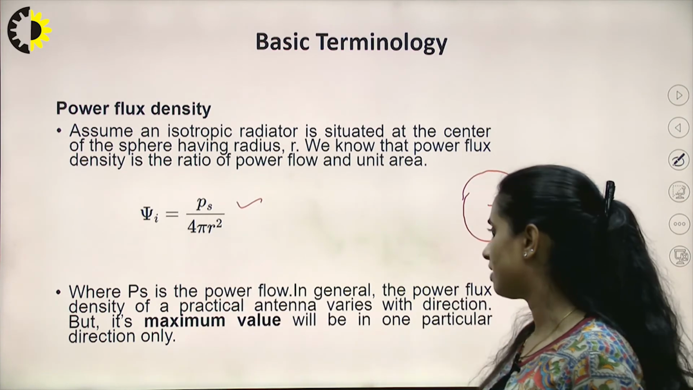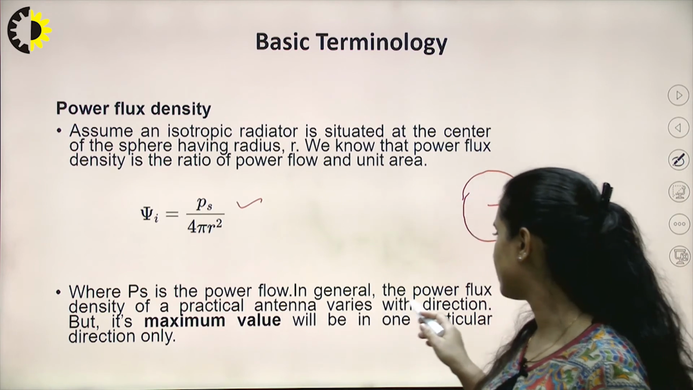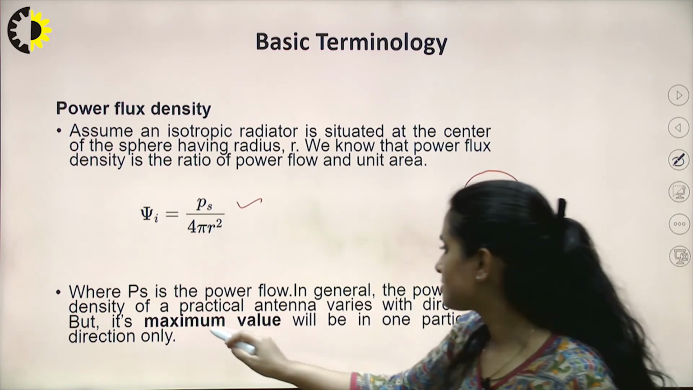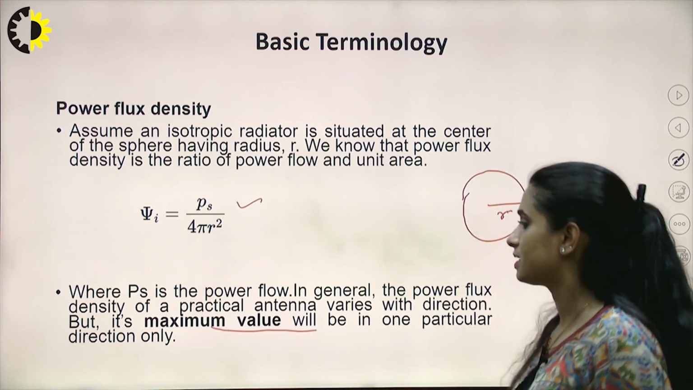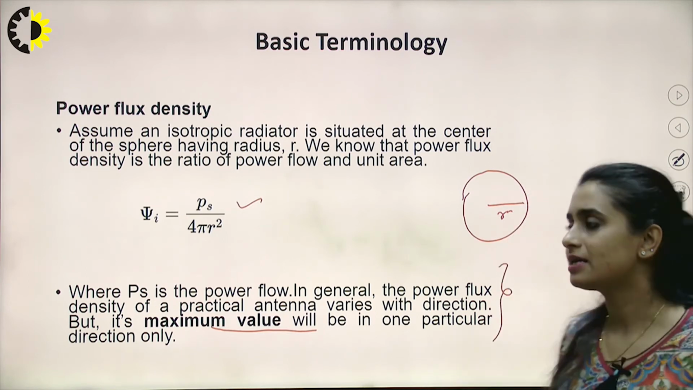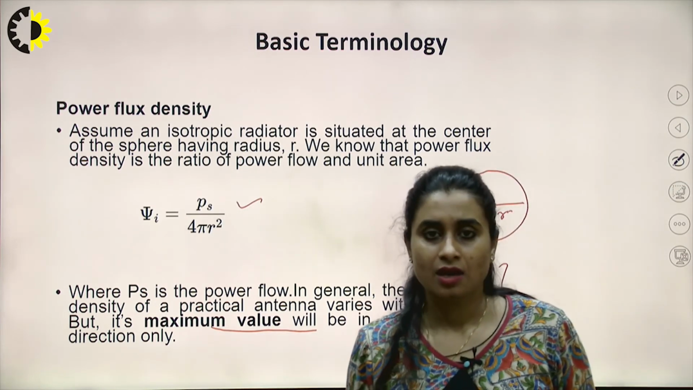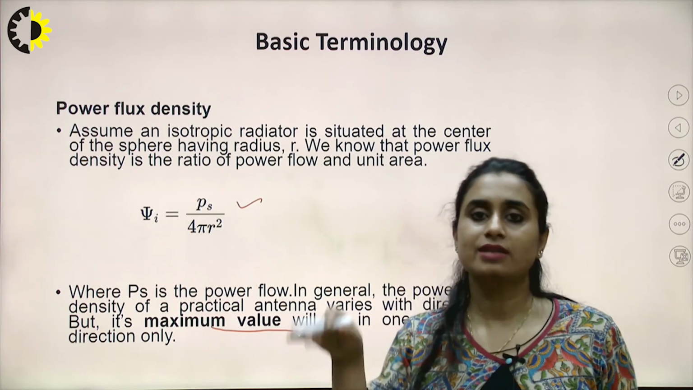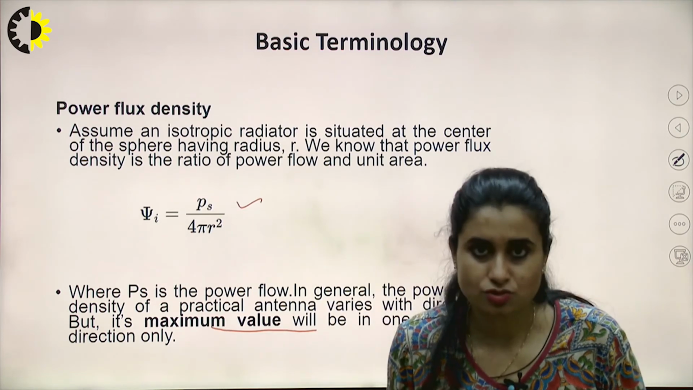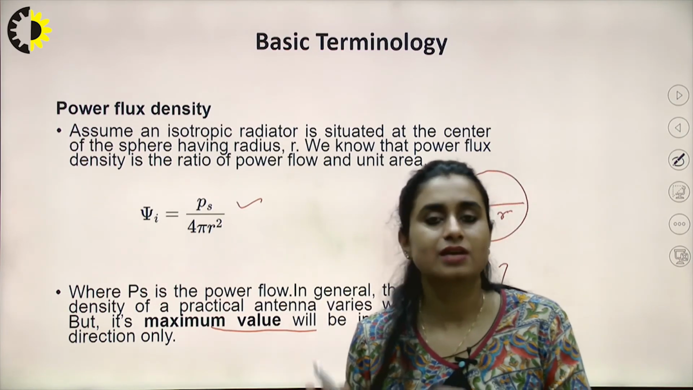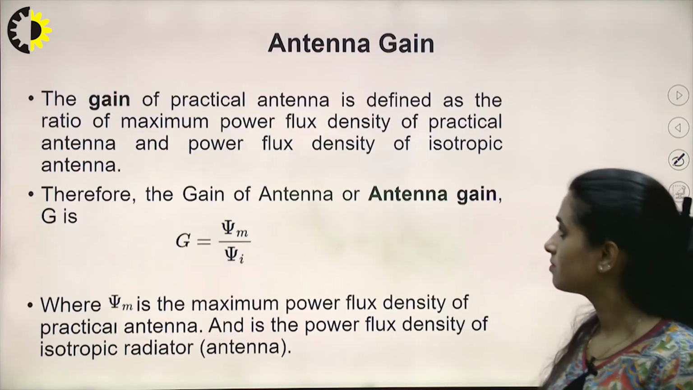In general, power flux density of a practical antenna varies with the direction, right? And its maximum value will be in one particular direction. We know most of the antennas are directional antennas. An antenna which is omnidirectional and isotropic is an ideal situation. Most of the antennas are directive in nature, right?